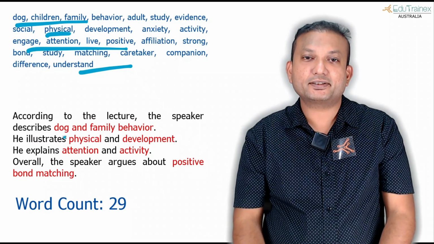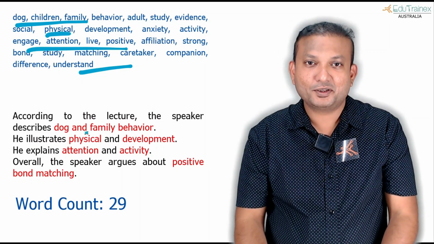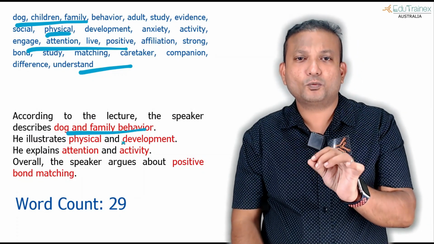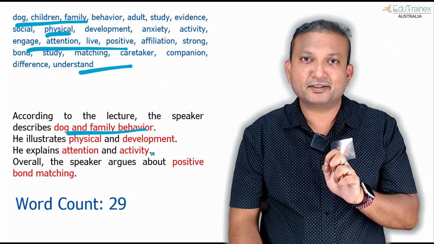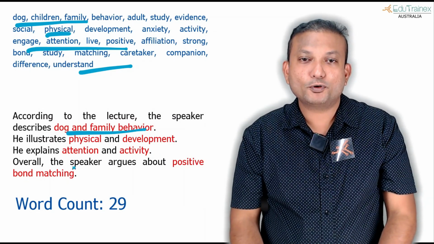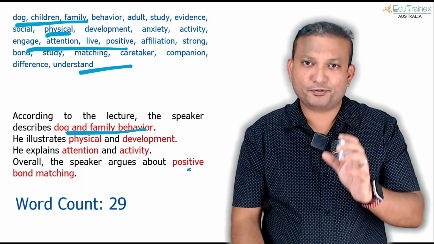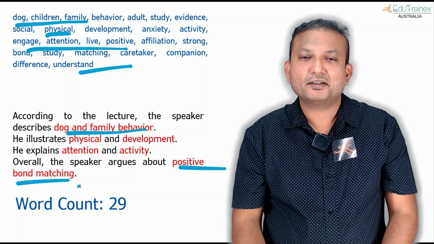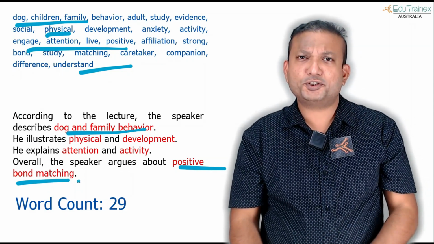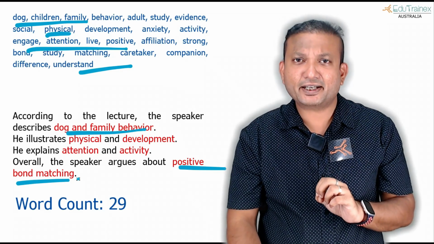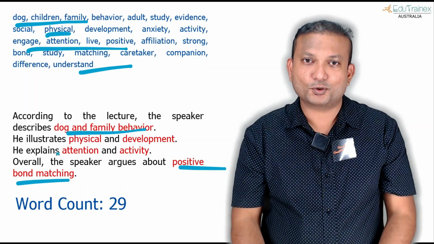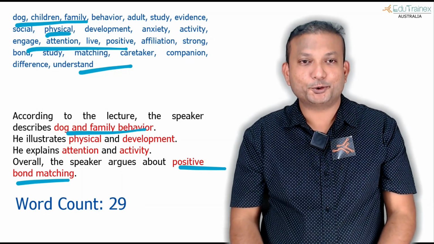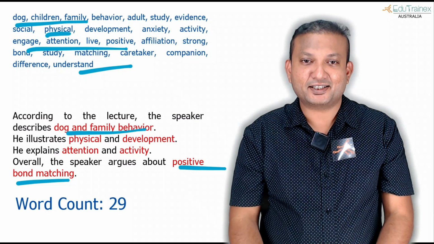According to the lecture, the speaker describes, I pick some keywords from the top, dog and family behavior. He illustrates, and then I just put the keywords 1, 2, 3, 4 to complete the second and third sentence. And lastly, overall the speaker argues about, again, a small phrase, positive bond matching. Now it doesn't need to summarize it accurately, neither should it make full sense. So you just make something out of the keywords which is grammatically accurate and also the spellings are correct. So don't try to use words whose spelling you're not sure about. Just use the words you're sure about, because this is also a writing task.